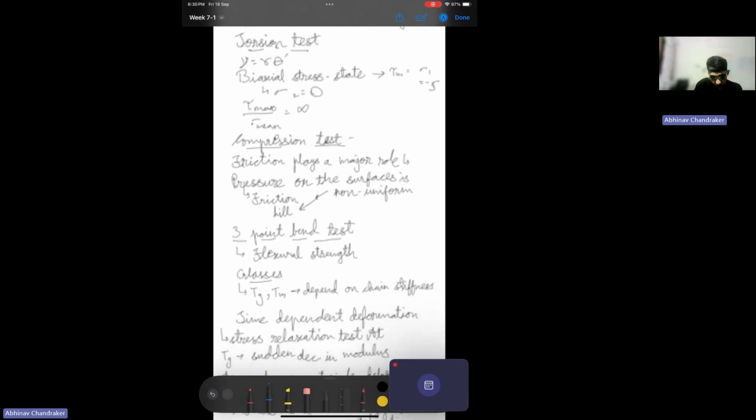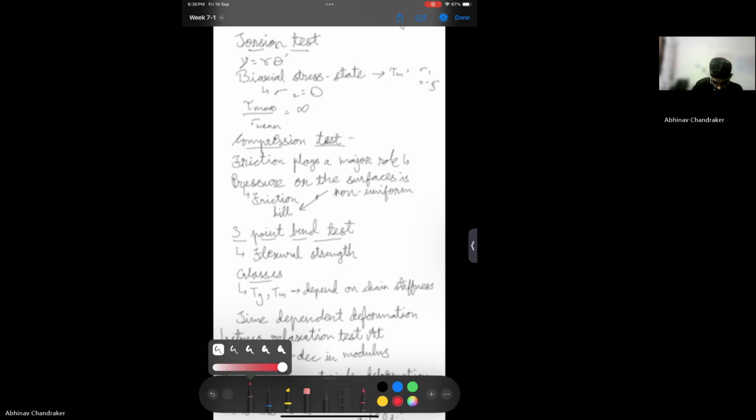So the implication of that is that you can have a very high maximum shear stress with respect to the mean nominal stress. So maximum shear stress can be considerably high when compared to other mechanical tests. That's why torsion test can give you the effect of shear stresses on your material's deformation behavior.